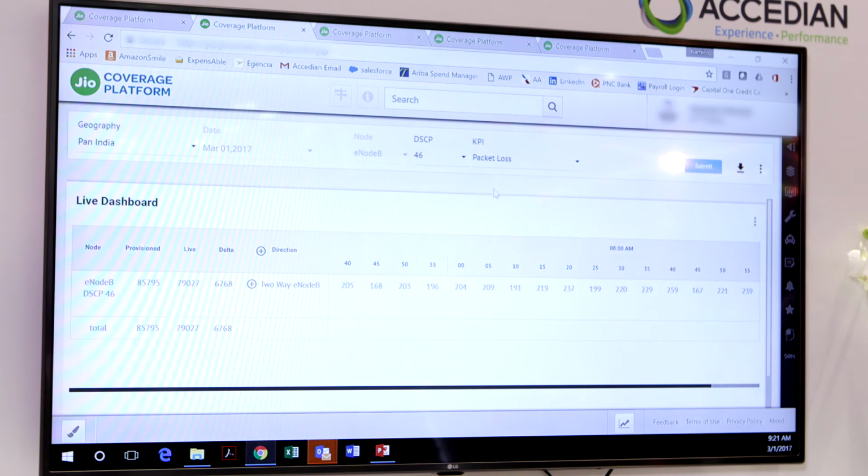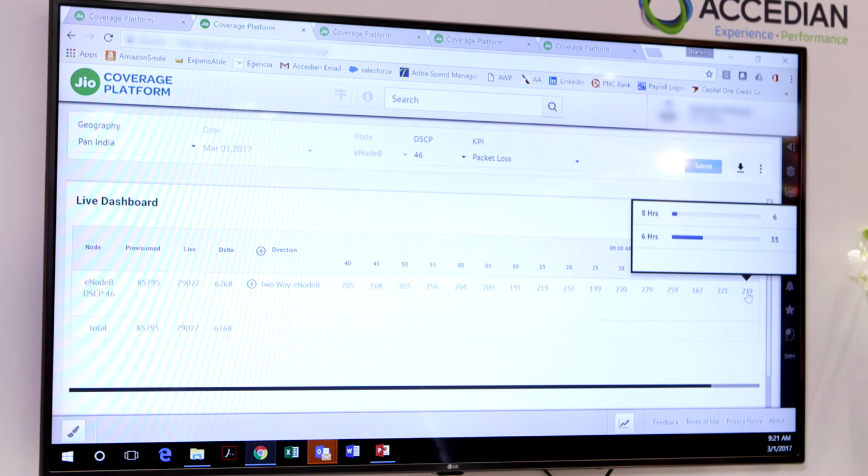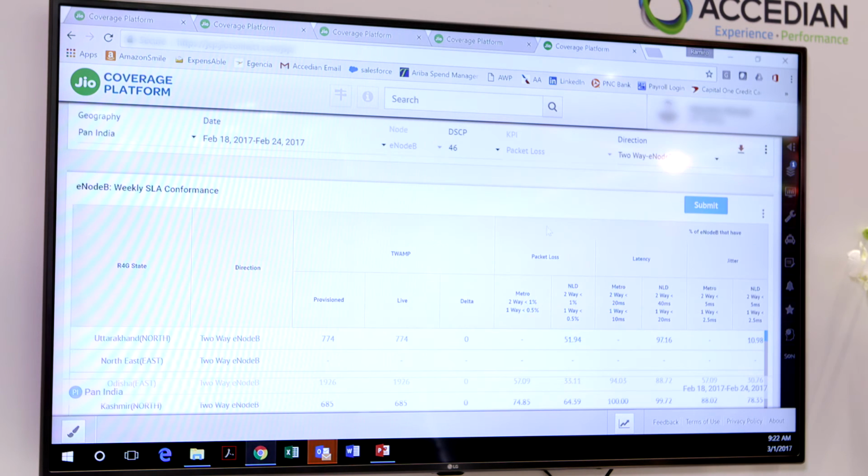And what this allows us to see is by class of service and by KPIs, what's my impact right now within the last 5 minutes? So what you can see, for example, is we have 239 violators. But do we need to go to 239 locations or focus on 239 sites? No. We can see that 35 have been violating over the last 6 hours, 6 over the last 8 hours. So we have just in one click gone from a focus of 239 to a focus of 35 and a big focus of 6.